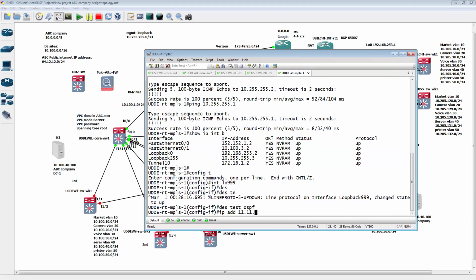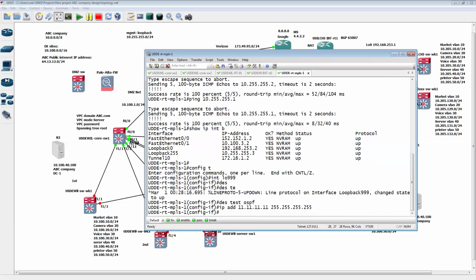Okay, like this. I know this is a public IP address, we should not use it. Okay, this is a public IP address, but it's okay. This is just for demo. You see in here, right? So now this router has this loopback 999 with this IP address. Hit enter, right? So now look at it in here.